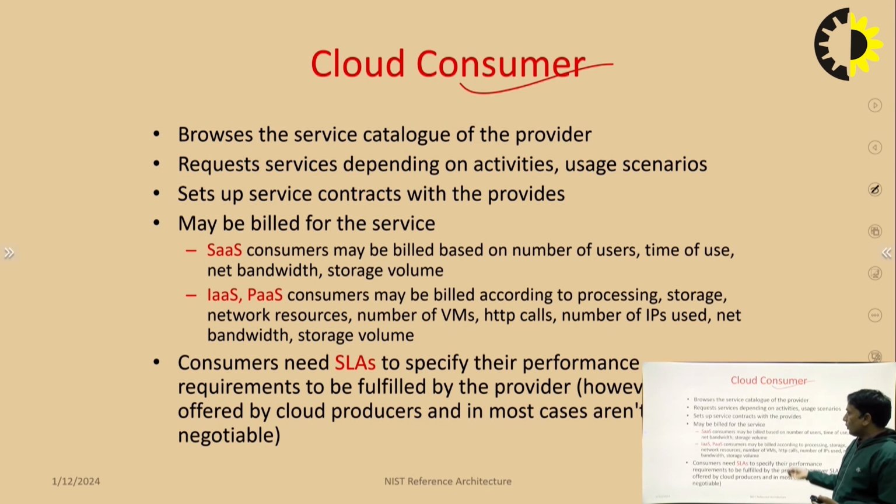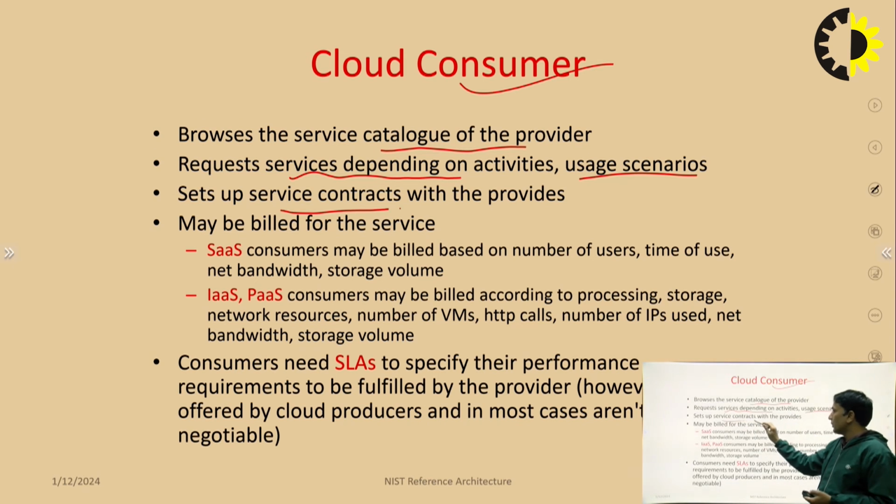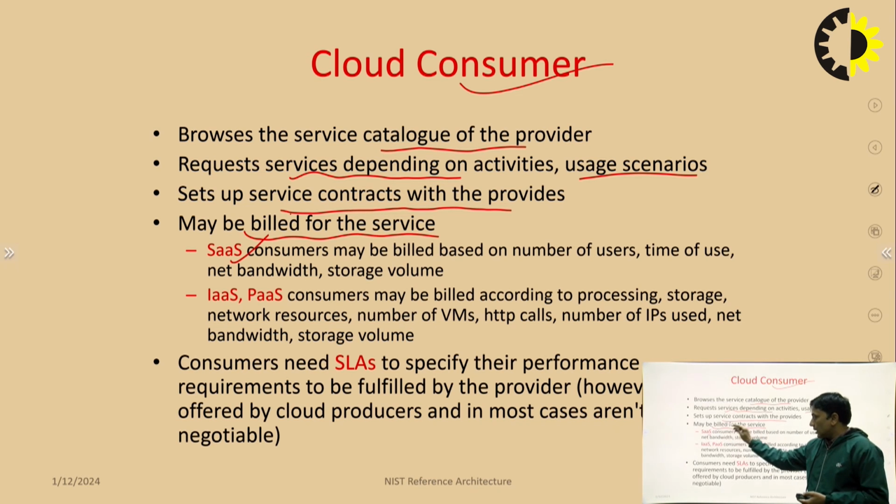Cloud consumer, as we know, browses the service catalog of the provider, requests service depending on the activity and use scenario, sets up a service contract with the provider, and may be billed for the service. SaaS, IaaS, PaaS: there are 3 kinds of services. Software as a service, platform as a service, PaaS, infrastructure as a service.